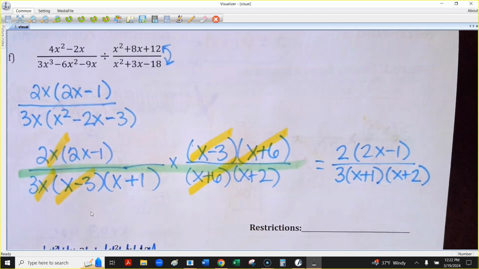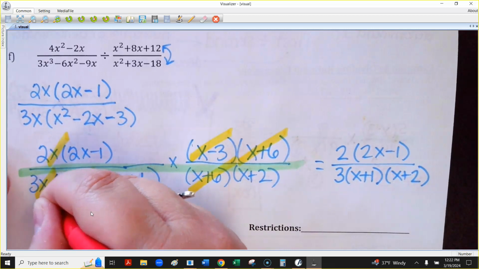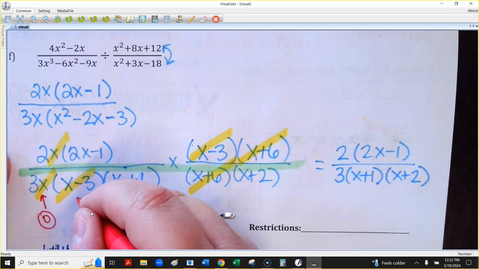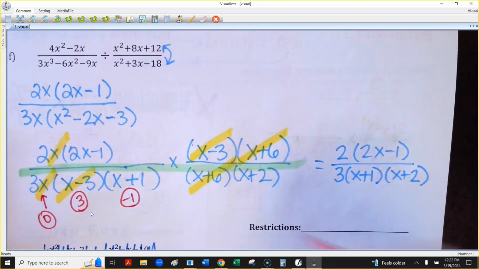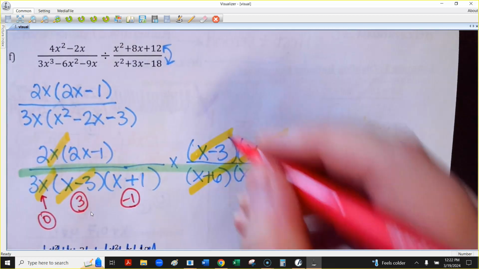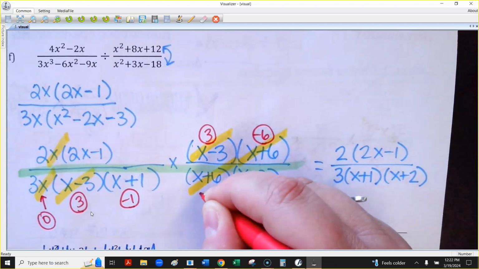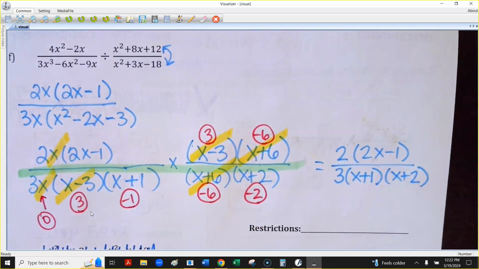Now, my restrictions. Just the 3x: if you have a plain variable, with a number in front or not, 0 is going to cause you a problem. X minus 3 would be positive 3. X plus 1 would be negative 1. Now, the second fraction, because I flipped it over, you have to do the top and the bottom. So this would be 3. This would be negative 6. This would also be negative 6. This would be negative 2. You just have to write the number one time.